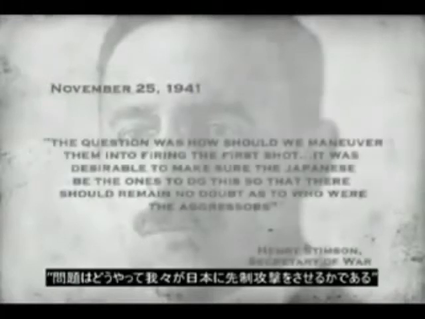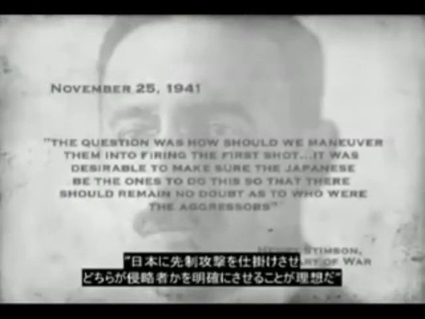In a journal entry by Roosevelt's Secretary of War Henry Stimson, dated November 25, 1941, he documented a conversation he had with Roosevelt. The question was, how should we maneuver them into firing the first shot? It was desirable to make sure the Japanese be the ones to do this, so that there should remain no doubt as to who were the aggressors.